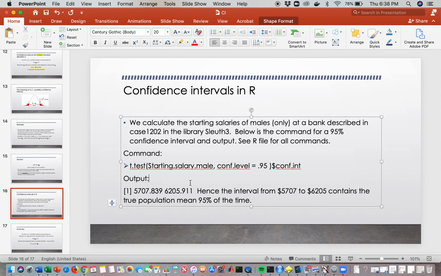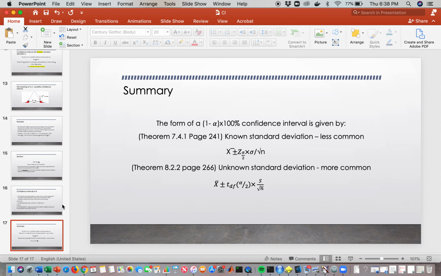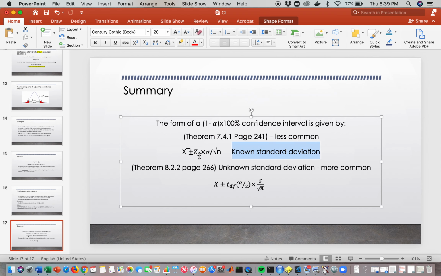Now, I just want to recap the confidence intervals for you one last time. So in summary, if you have a 1 minus alpha percent confidence interval, you can calculate it with this. But you need to know the standard deviation. That's not so common.